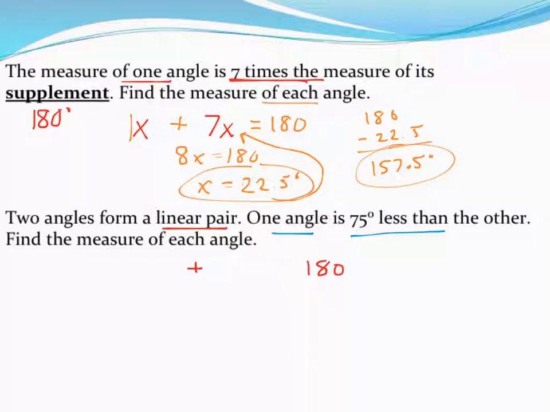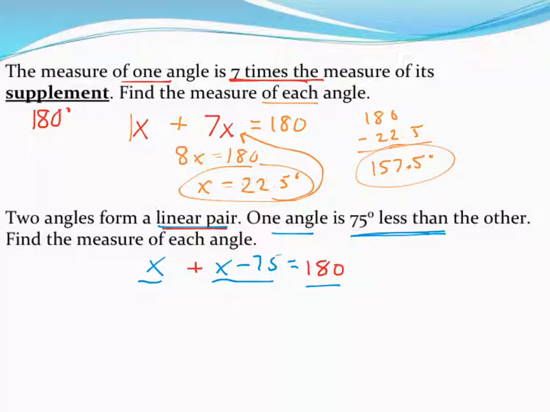So once again, I don't know either one. So let's call the first one x. I don't know that angle. The second one, that's 75 less than, I can express that as x minus 75. And I'll put an equal sign there, and there's my equation. So x is one of my angles. x minus 75 is the other one. Since they make a linear pair, they're adding up to 180.